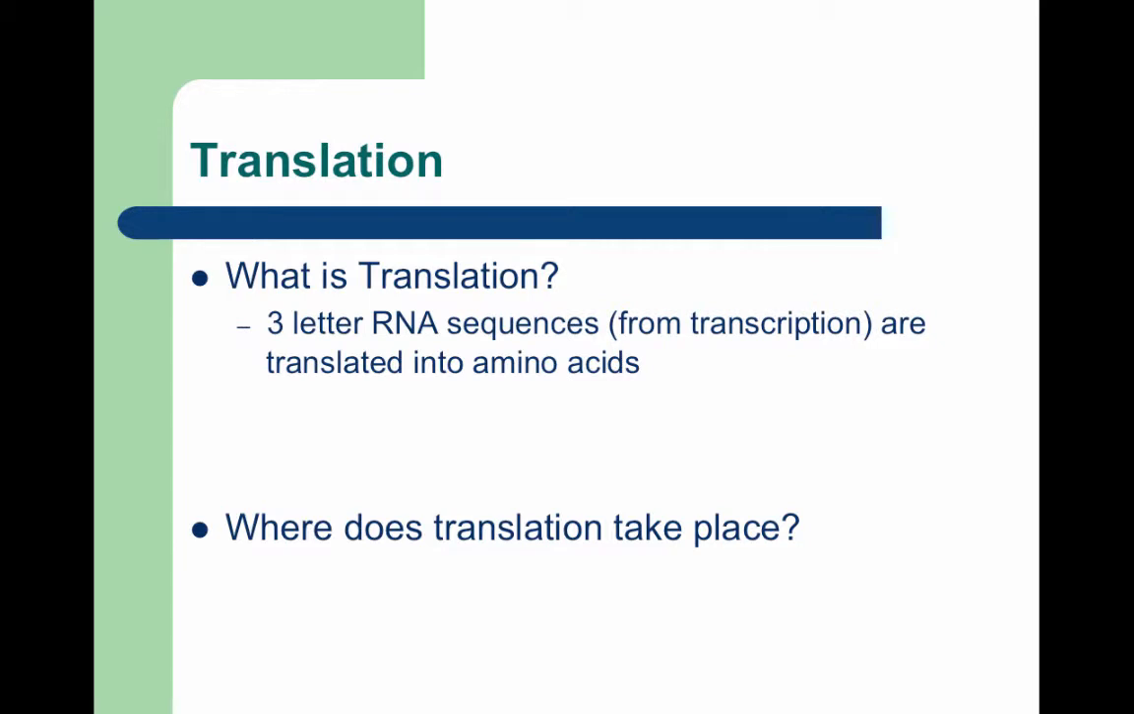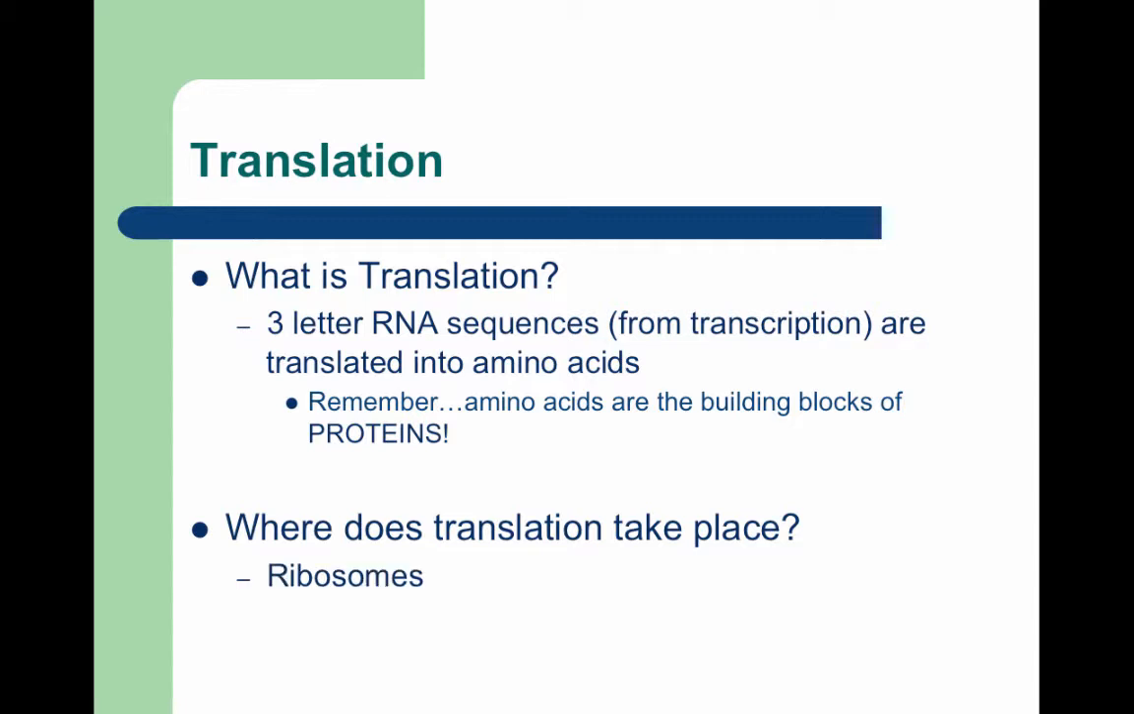So translation, we take 3-letter RNA sequences and translate those into amino acids. Amino acids are the building blocks for proteins. And remember, proteins are used throughout the body for lots and lots of things. Okay? This all happens in the ribosome, which is in the cytoplasm of the cell.